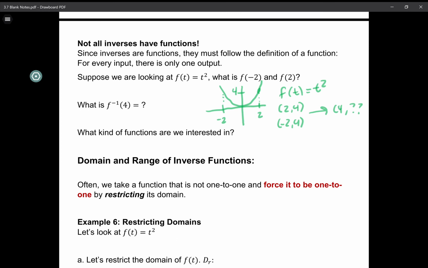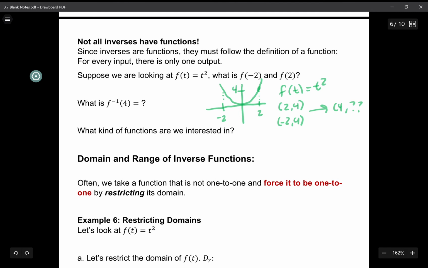What kind of functions are we interested in? Well, the key is we need the function to pass the horizontal line test. And remember what type of functions pass the horizontal line test? We need that no output corresponds to two different inputs. So we talked about these types of functions once before. These are one-to-one functions that we need. One-to-one functions have inverses. And remember, they pass the horizontal line test.